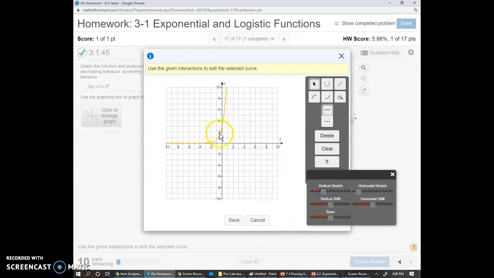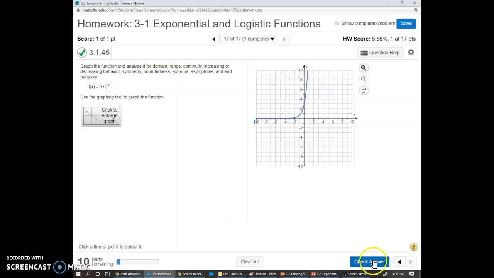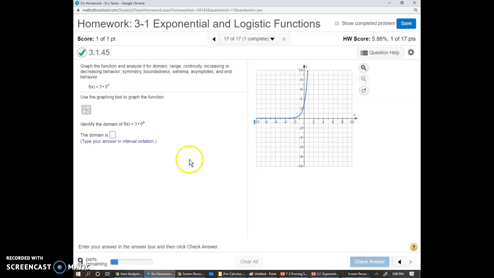And that's going to cause the initial value of the graph to be at 3. That's where it looks like here. That's the initial value of the graph. Now, you could get to the initial value of 3 by vertically shifting the whole graph too, but that's not what we are doing here. So we're going to hit save, hit check, and voila, well done.